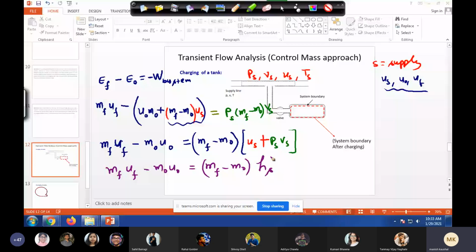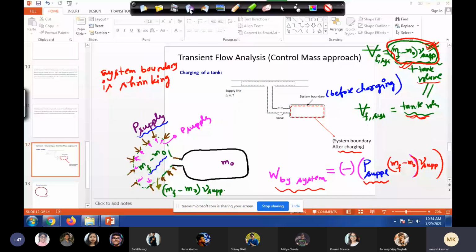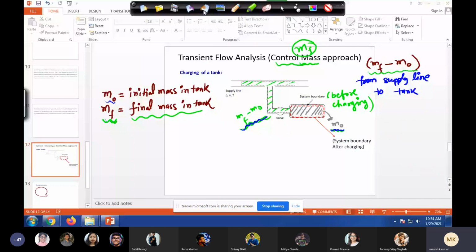So that's what H supply. This is our equation for charging of a gas, right? Now if we go to our problem statement, this is our final thing. We'll see it from the control volume approach also, don't worry. But first, rather than changing this, we should remain here itself and change the slide. So if we go to our problem statement.